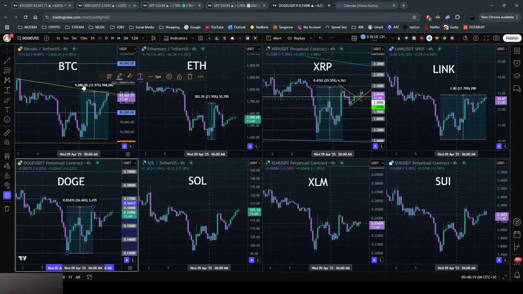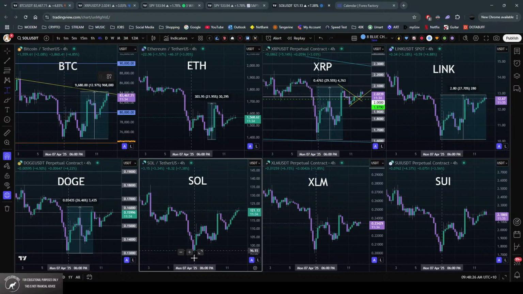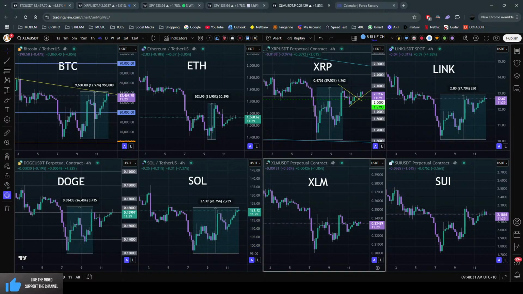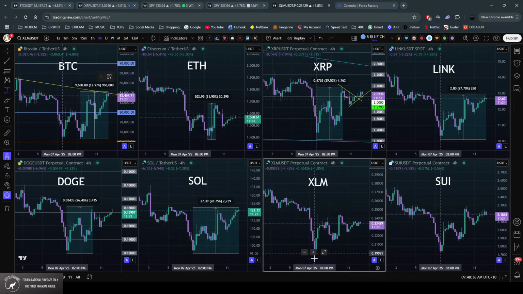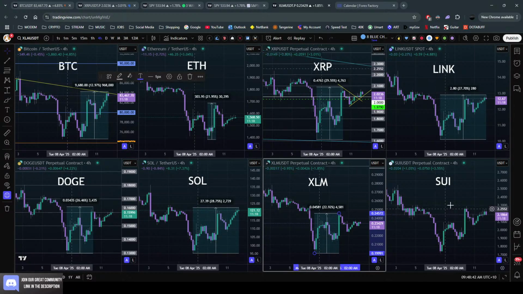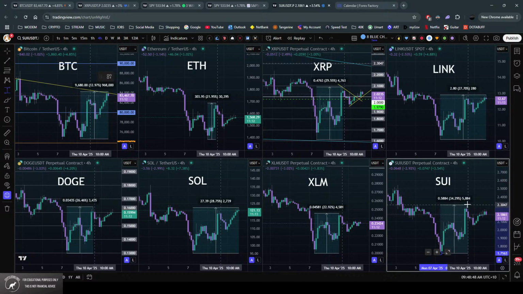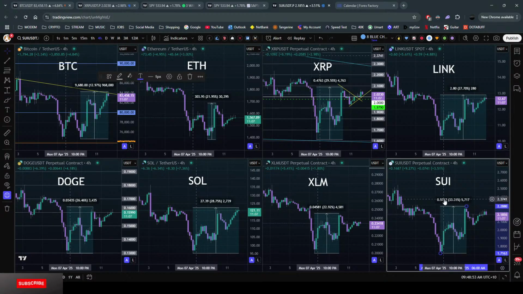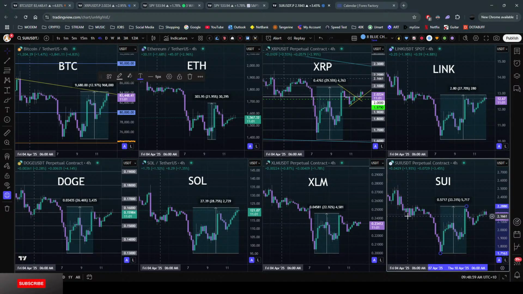Obviously Bitcoin's so massive, it takes a lot to move it. So it's not going to get the same performance level as the altcoins, but it's cool to see Ethereum get up there somewhat on the bounce, but it's been a grind. XLM, yeah. Sui. I haven't traded Sui ever, but I know it's a legit altcoin. I think it's a layer 1, right? I think it's a layer 1.